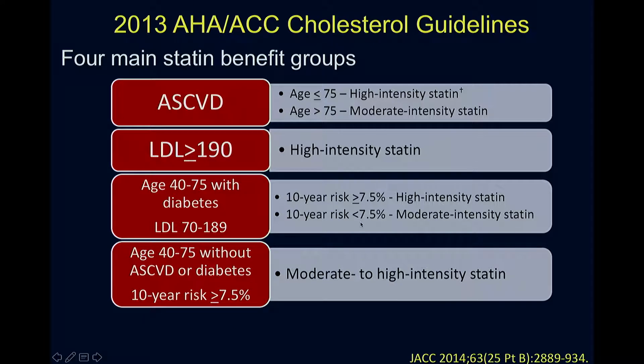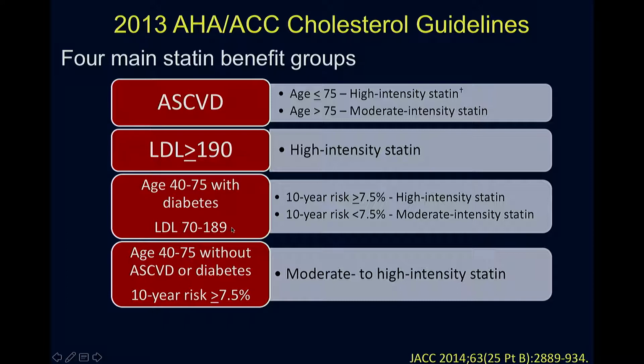Some of these age cutoffs are a little bit artificial, and they're present because that's what was studied in the trials, and that's why I say it's really a scientific statement. But in the presence of known atherosclerotic cardiovascular disease, patients should be on a statin. If the LDL is greater than or equal to 190, they should be. If they have diabetes, they should be in this range of 70 to 189. And you can see here perhaps some artificiality to that.